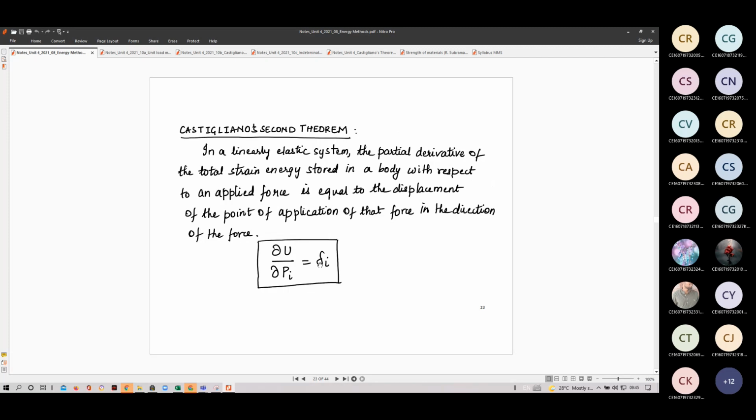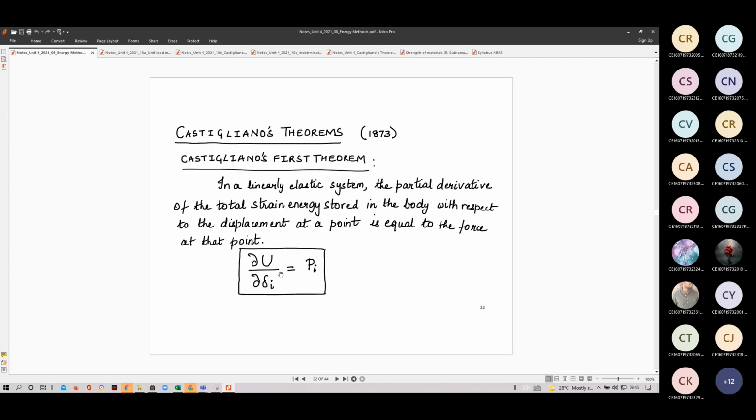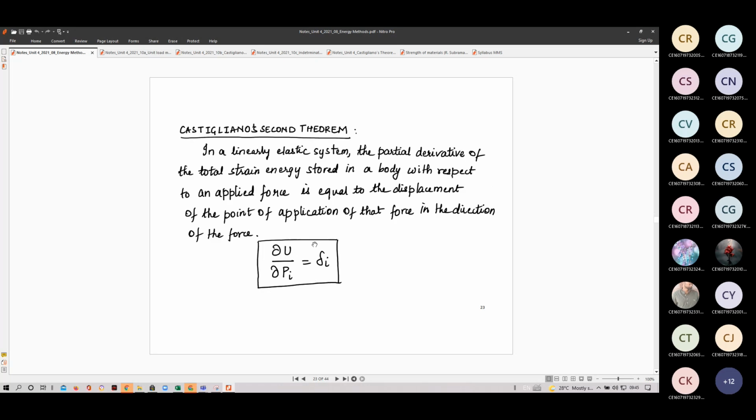Castigliano's second theorem states the other way. Interchange P and delta. What it says is the partial derivative of total strain energy stored in the body with respect to an applied force is equal to the displacement of the point of application of that force in the direction of the force. So the strain energy of the body is written in terms of all forces, and you differentiate partially with respect to a particular force, we will get the displacement at that point.